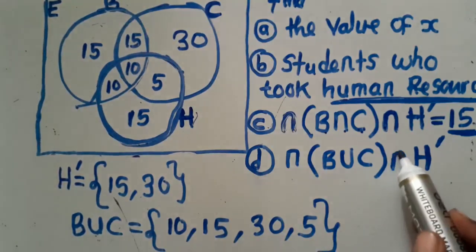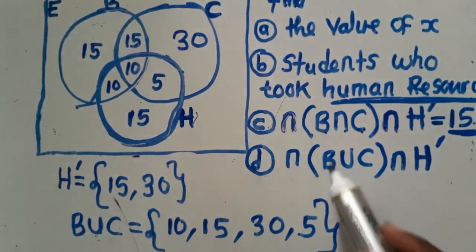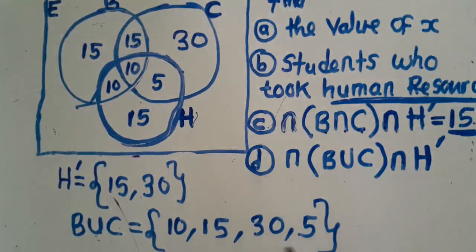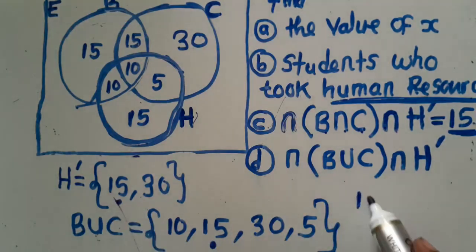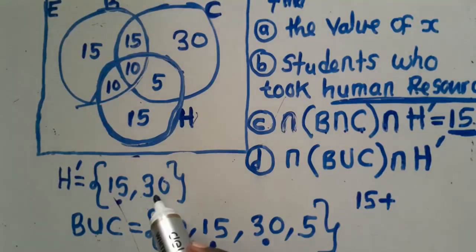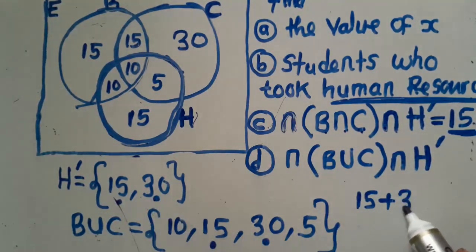There is this word, intersection. So, B union C, it is this. H complement, this is H complement. Now, these are intersecting. Which numbers are appearing on both sides? I've got 15 there. There is also 15 there. So, I say 15 plus. There is 30 there. There is also 30 there. So, I say 30 there.